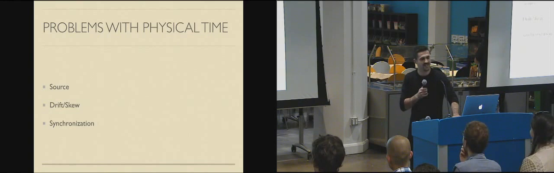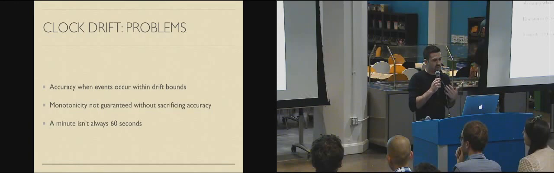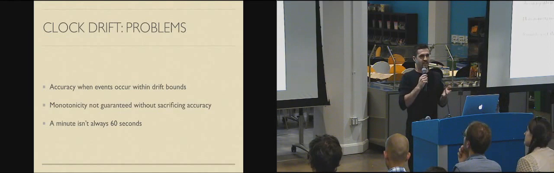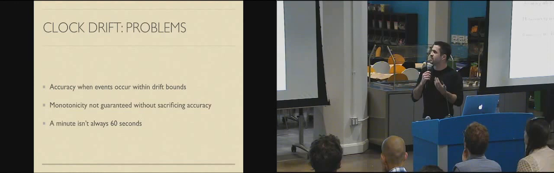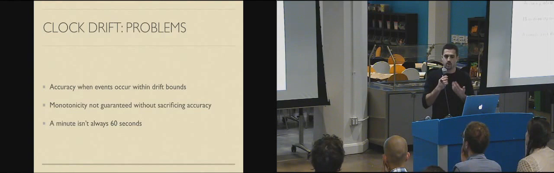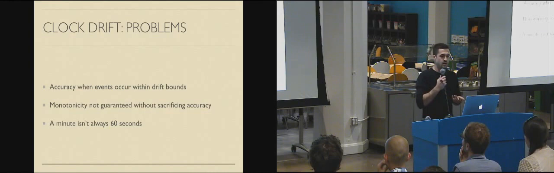So what do these problems mean practically? Well, inside of these drift bounds, if we have a 7-millisecond drift and we update, say, the same key in a database within those 7 milliseconds, we can't actually accurately reflect the order of events that occurred. It just breaks down. And this is the idea, again, that time is a partial ordering of events, as Lamport said, and wall clock or physical time is a total ordering.